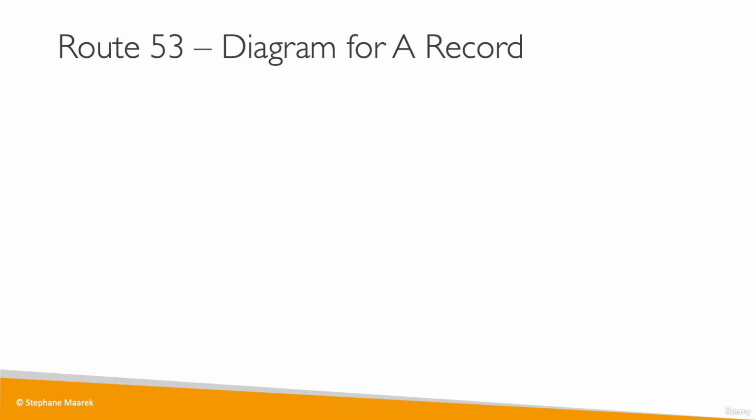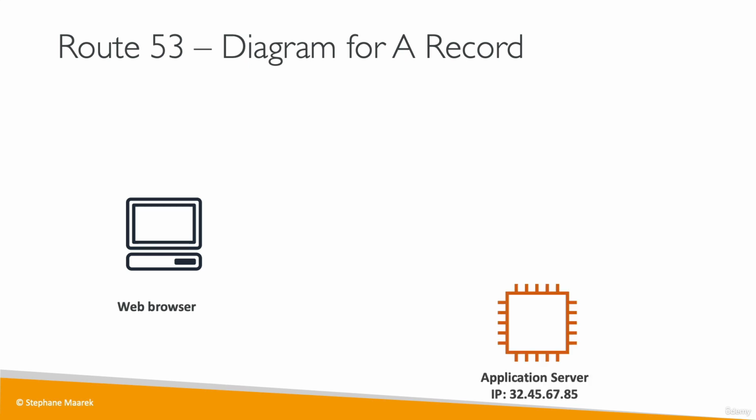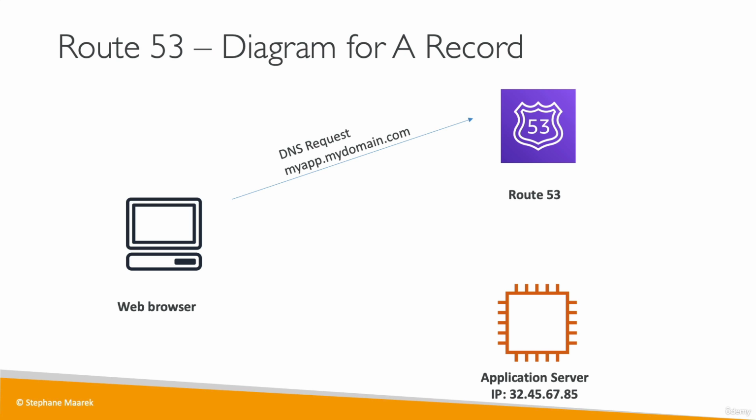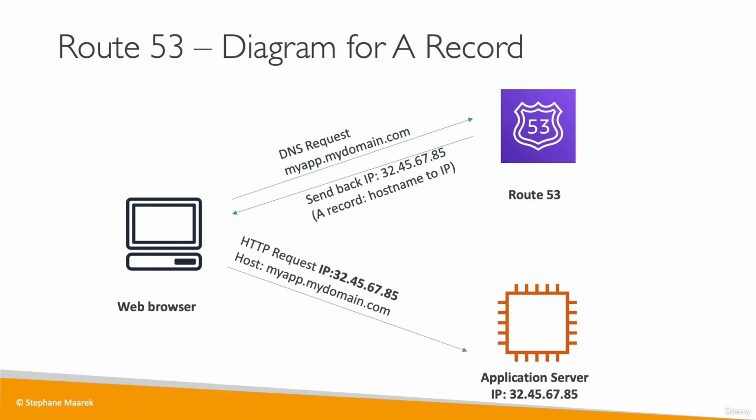So for example, for Route 53, say we want to see what happens for an A record. A web browser is here, and we have an application server that we've deployed that has a public IPv4. Now we want to be able to access our application server using a normal URL. So for this, we're going to go into Route 53 and create a record. So that when the web browser does a DNS request for myapp.mydomain.com, then the DNS will reply back with an IP. And then that IP can be used by our web browser to get to our correct server and then get the HTTP response from our server. And this is the basics of how a DNS works at a very, very high level.